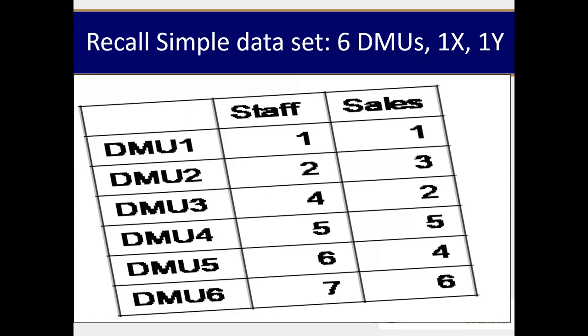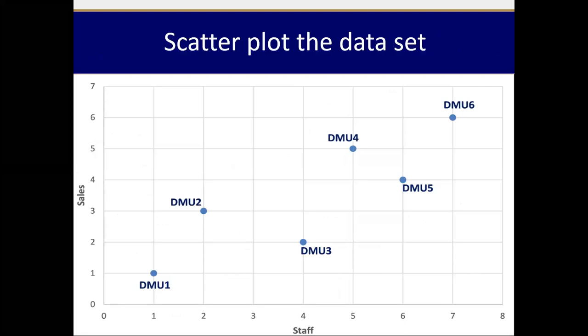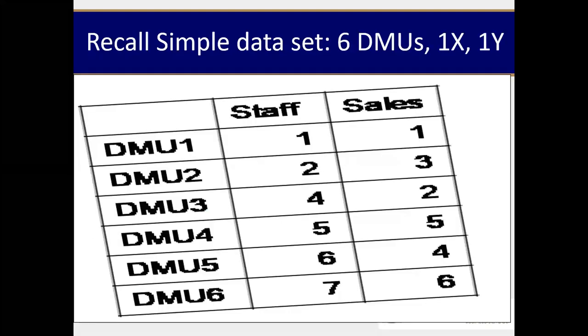Now, if you look at this one input, one output, we are going to scatter plot it. And scatter plotting it in Excel is a very simple thing. Sometimes students are not able to do it. It's a matter of highlighting from number one under staff to number one under sales, and then dragging it all the way down to the last one. Only the numbers you're highlighting. And then going to Excel and doing that scatter plot.